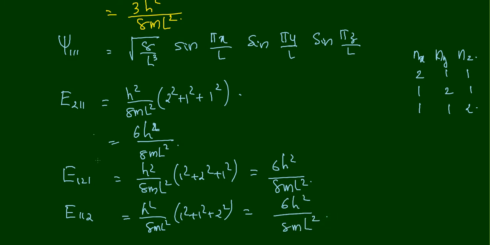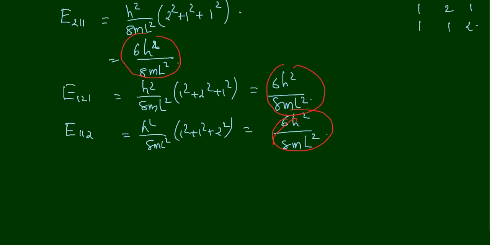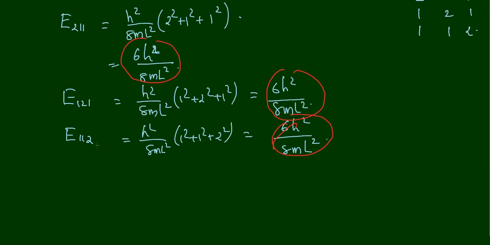So in all these three cases, E211, E121 and E112, we have the same amount of energy. What is that? 6h square divided by 8 mL square, right? So the same value of energy. So now we can consider the wave functions corresponding to these. What is psi 211? Wave functions corresponding to this. Psi 211 is equal to root of 8 divided by L cube.